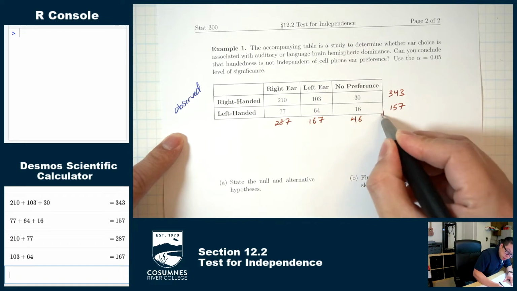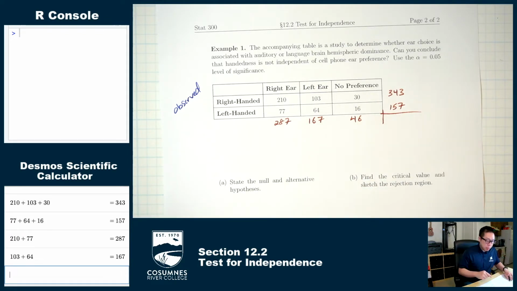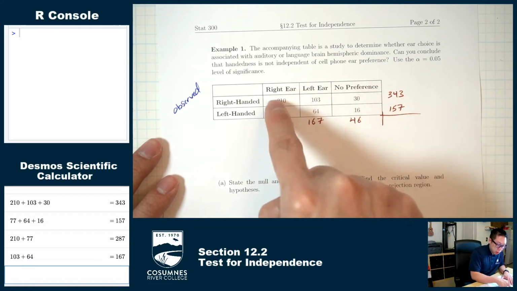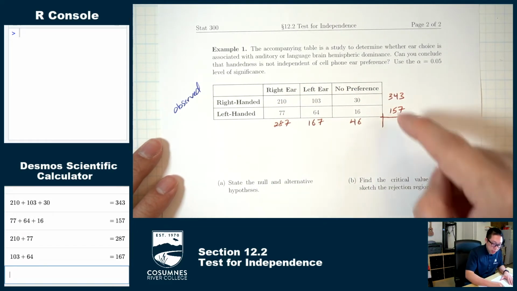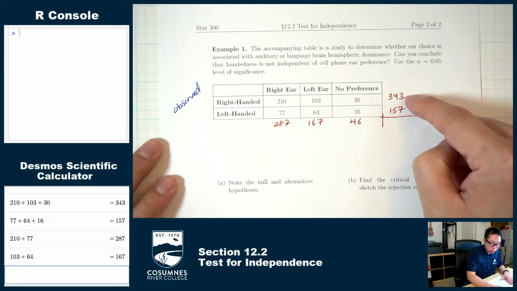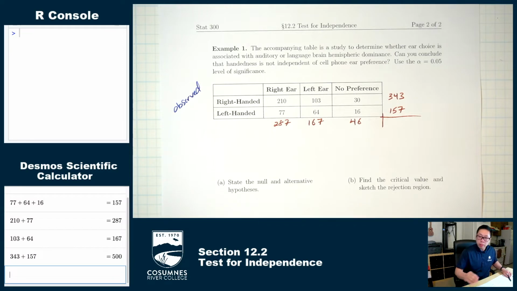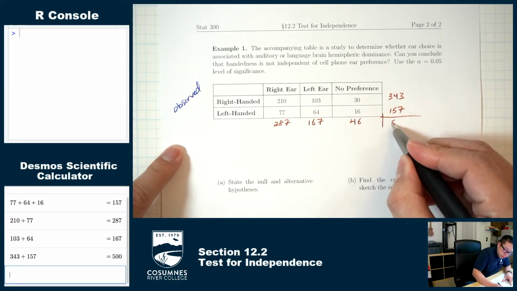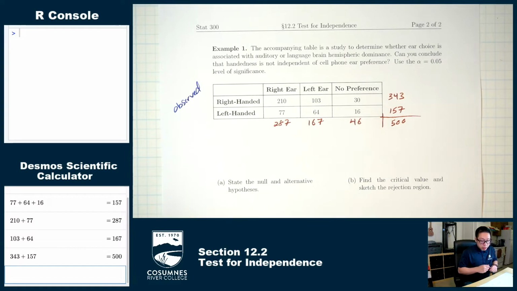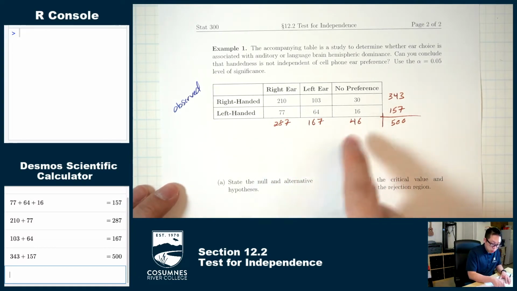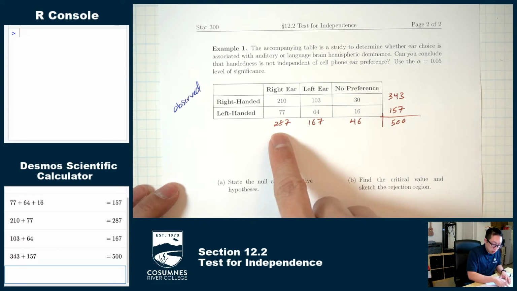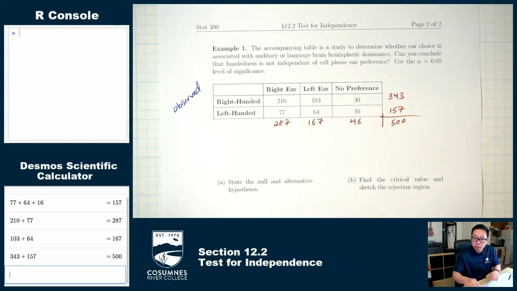And then I need my total. Total means add up everybody in the sample, which is the original numbers. Or you can also get it by adding just the row totals. So 343 plus 157 is 500. You can also get the grand total by adding the column totals. Just to check my answer, let's add up the column totals. 287, 167, 46, also 500. So we're good.